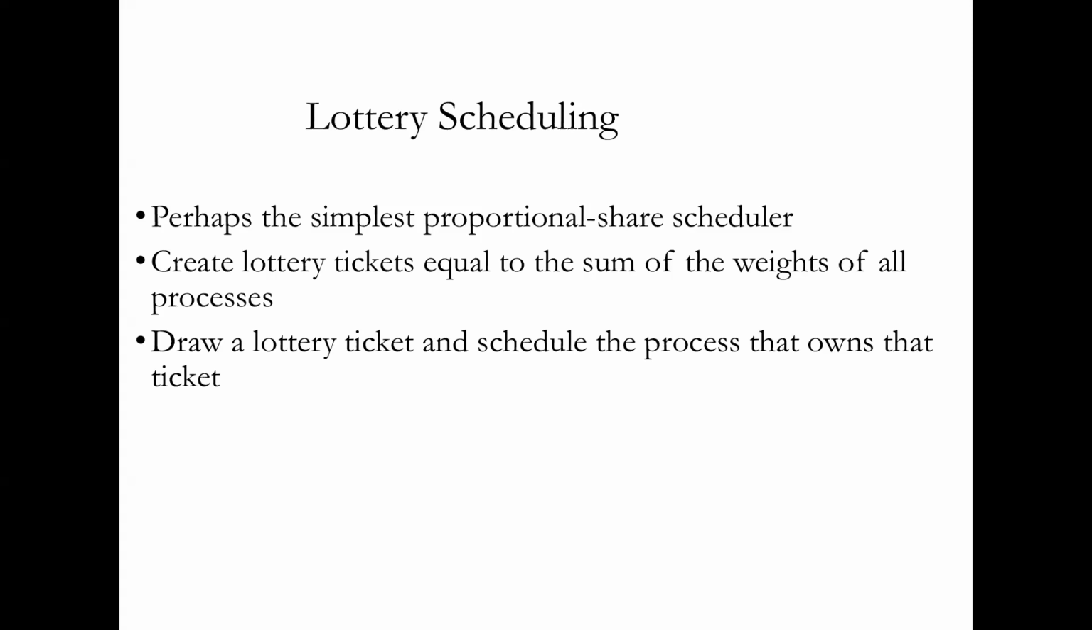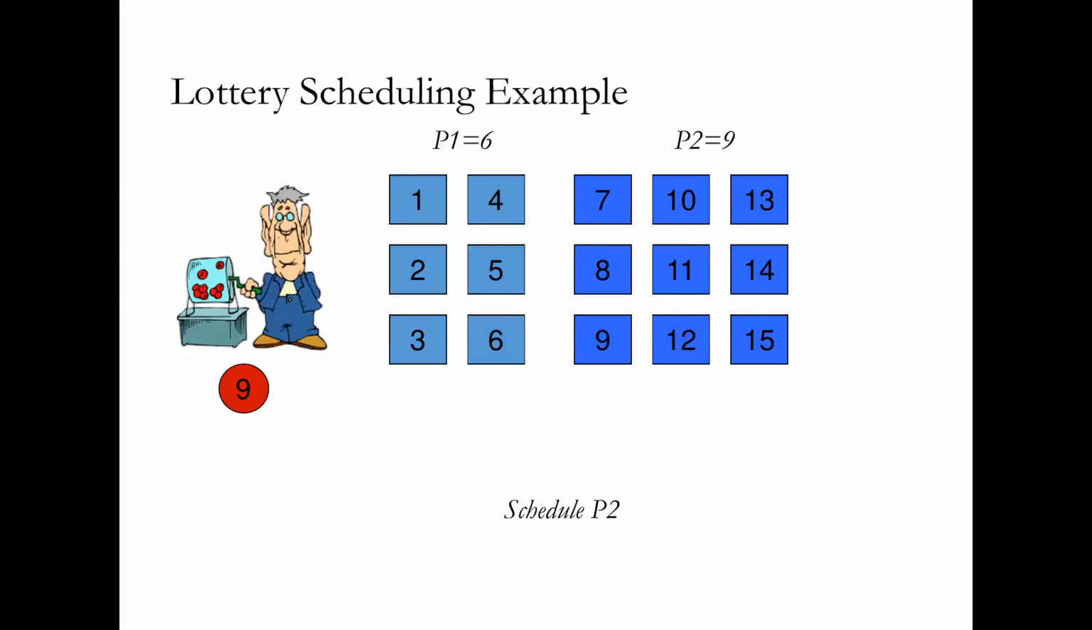So let's look at this example. Let's say we have process 1, and we assign certain tickets, like 1, 2, 3, 4, 5, 6. Process 2, we assign other tickets, 7 to 15. So process 1 has 6 tickets, and the weight for process 1 is 6. Process 2 has 9 tickets, and the weight is 9. Now when we draw some lottery ticket, let's say we draw 9. Then 9 belongs to process 2.